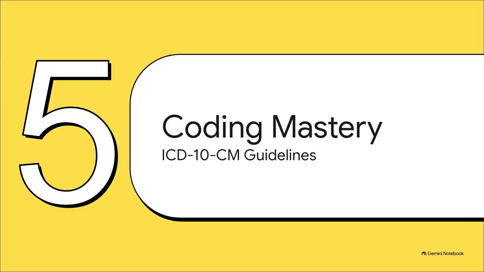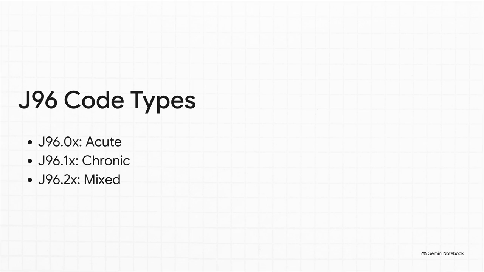Let's shift gears to Section 5, ICD-10-CM Coding Mastery. All right, here is where the rubber meets the road. Let's walk through the J96 category. As a coder, you're essentially playing detective with the physician's documentation, and you're hunting for two explicit things, acuity and specific type. If the doc writes acute hypoxemic failure, your code is J96.01.